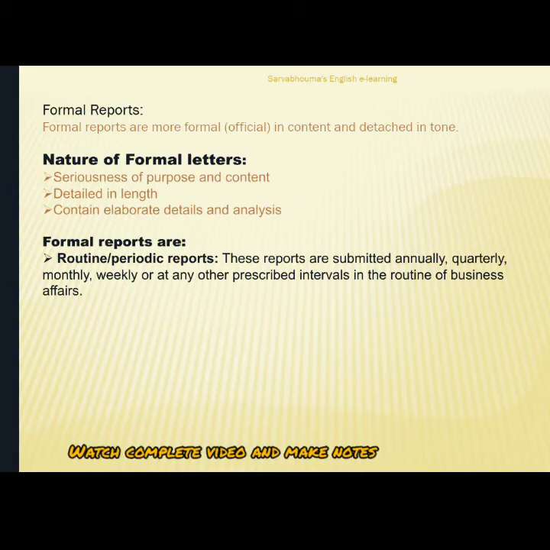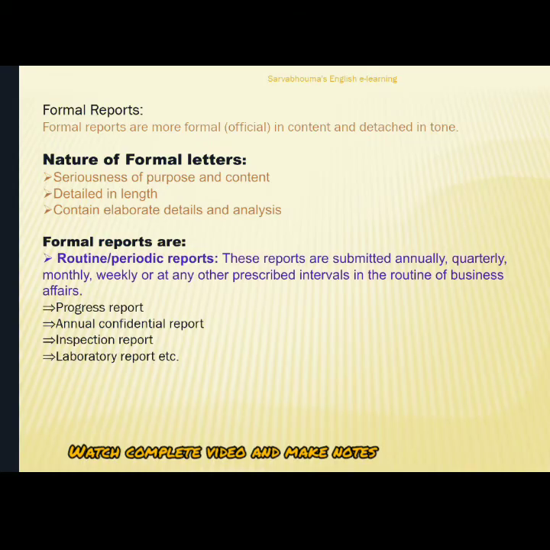These reports are submitted annually, quarterly, monthly, weekly, or at any other prescribed intervals in the routine of business affairs. Okay. One thing, for example, progress reports. Usually we write exams. Usually you write internals. Okay, 3 internals you write in a semester. So getting the marks, okay, that is nothing but a progress report.